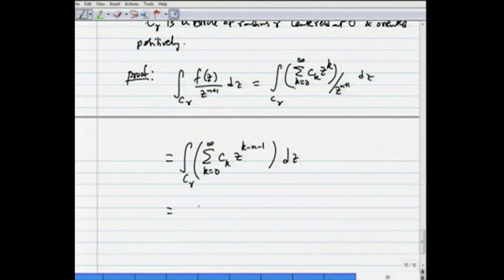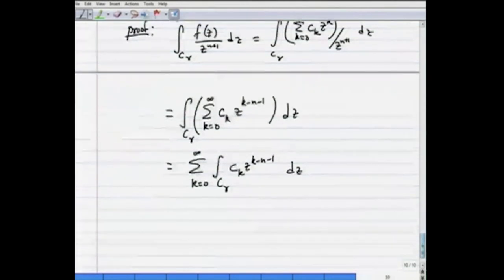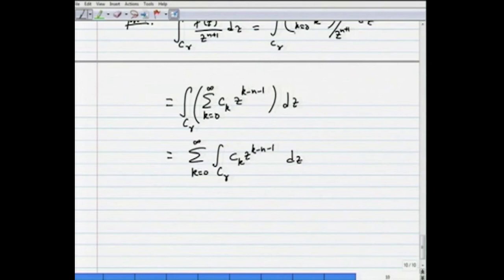So, let us for the time being assume that I can interchange them. I will show that I can interchange them by the earlier result. Then this is equal to the sum over k equals 0 through infinity of the contour integration over C r of c k z power k minus n minus 1 dz. The c k's are constants. So, this is equal to 2 pi i. There is only one survivor for this integral as k runs from 0 through infinity. When k equals n, for a small enough r, this integration is actually equal to 2 pi i times c n.